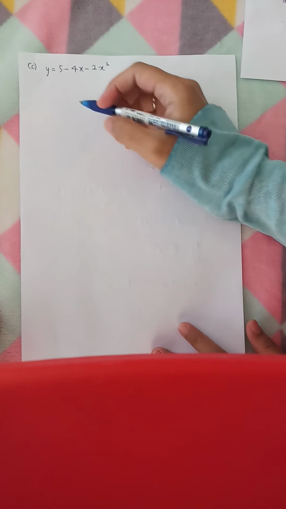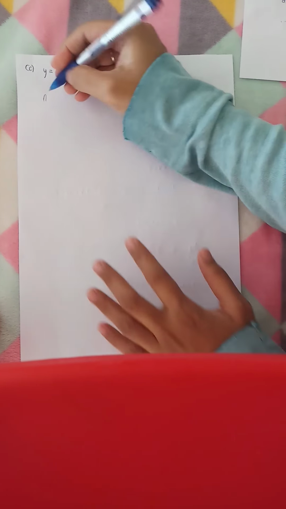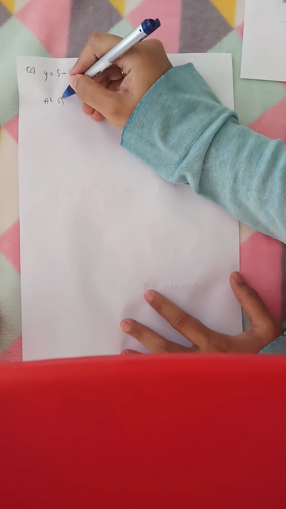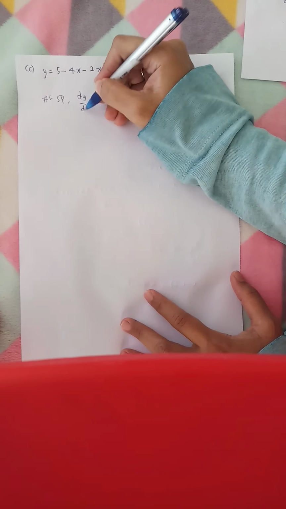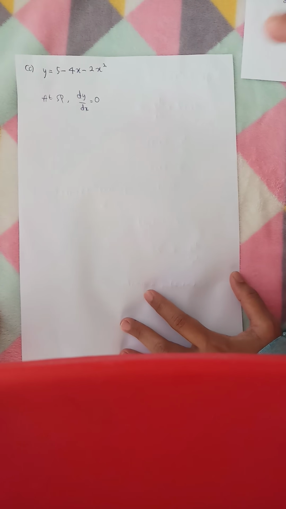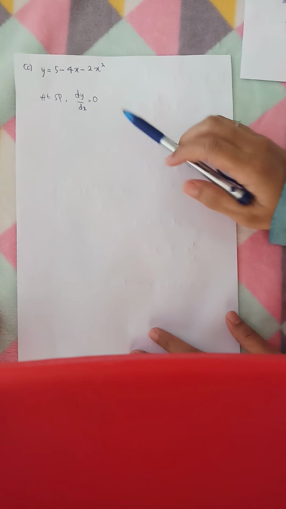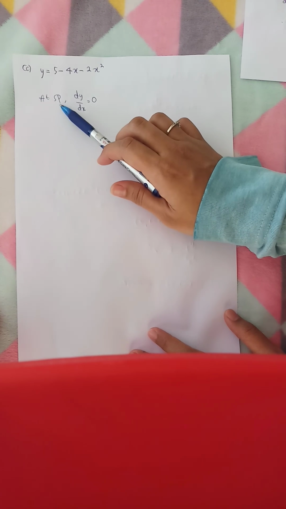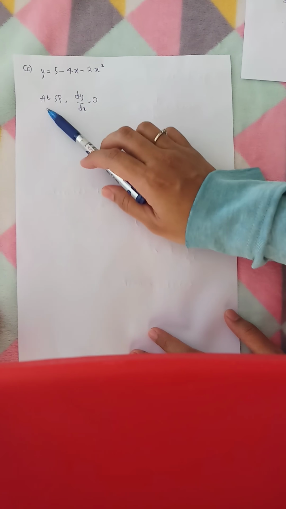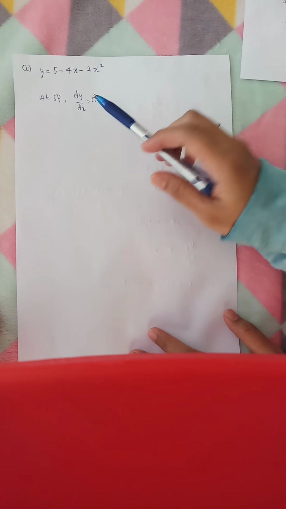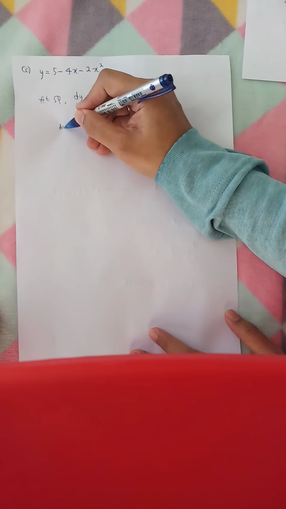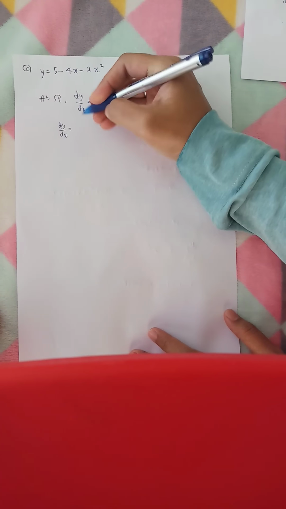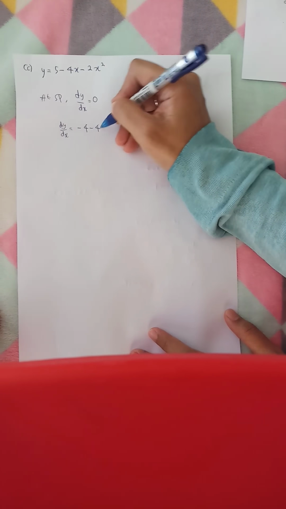Okay. So now we quickly find at stationary point, dy over dx must be equals to 0. So for the previous steps also, the previous question also, I always start with this step. Okay, I put the key point first because I need to guide myself. At stationary point, dy over dx must be equals to 0. So we quickly do dy dx here. So you will get negative 4 minus 4x.